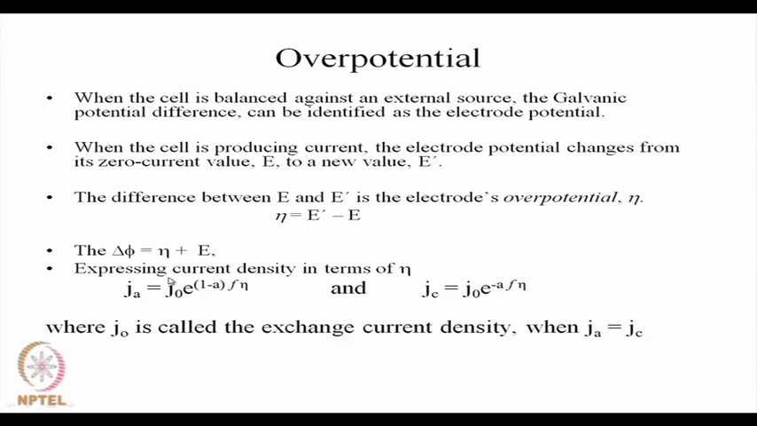Now, if we express current density in terms of eta, then anodic current density can be written like this, and the cathodic current density can be written like this. Where J0 is a quantity which is called the exchange current density. When Ja is equal to Jc, then you can get the exchange current density. When cathodic current and anodic current match, you get the exchange current density.